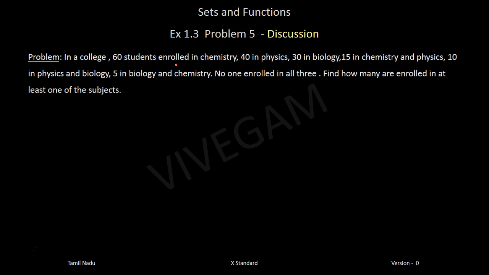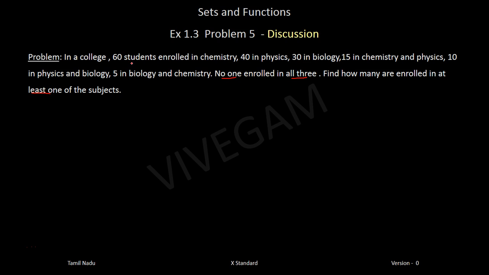Okay, so basically you have 60 students enrolled in chemistry, 40 in physics, 30 in biology, 15 in chemistry and physics, 10 in physics and biology, 5 in biology and chemistry. No one is enrolled in all three. It's a very important statement. Okay, then how many are enrolled at least in one subject? This is what is asked.